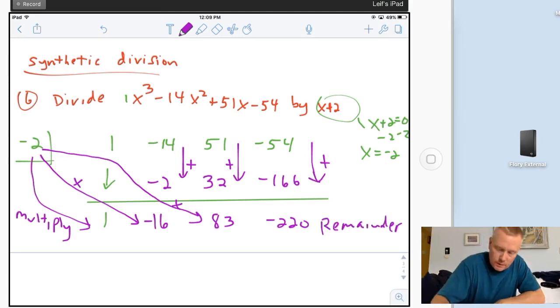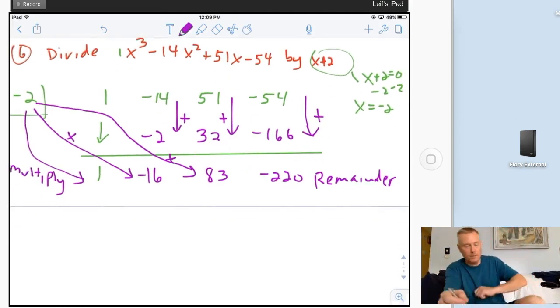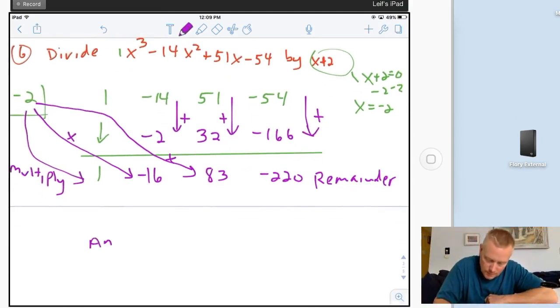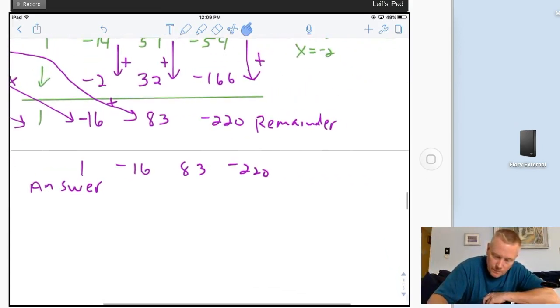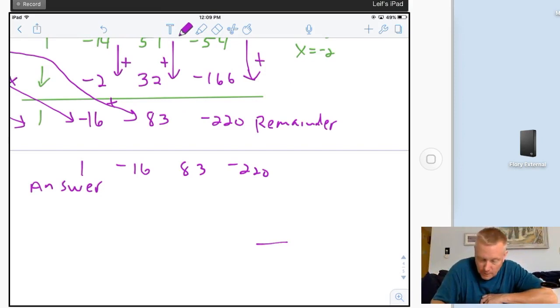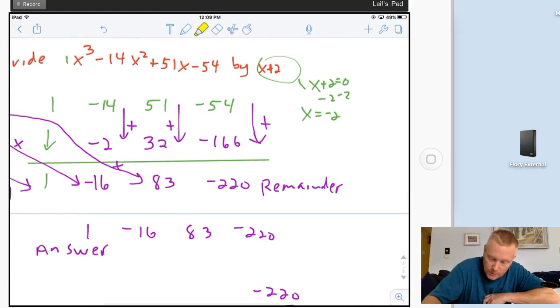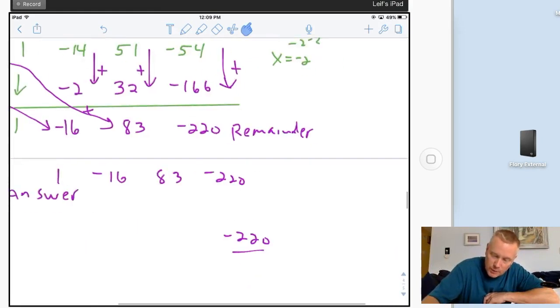Now, here's the proper way to do this. I don't even think your book does it properly. The answer, these are the coefficients. So I got 1, negative 16, 83, and negative 220. Let me just write this. So it's the remainder, I'm going to start there, is negative 220. The remainder always goes over this, okay? It's over that. So it's over x plus 2.